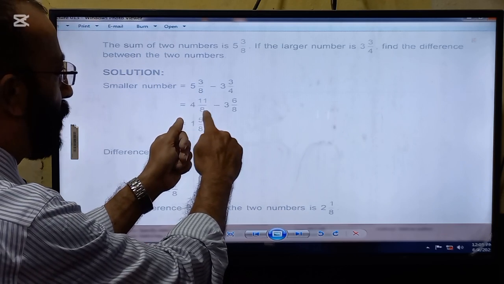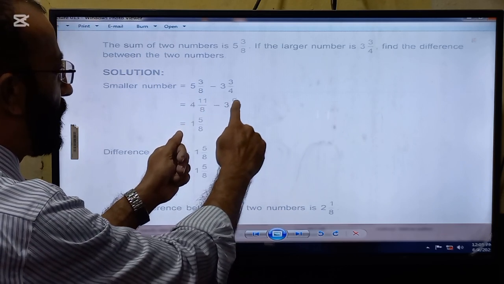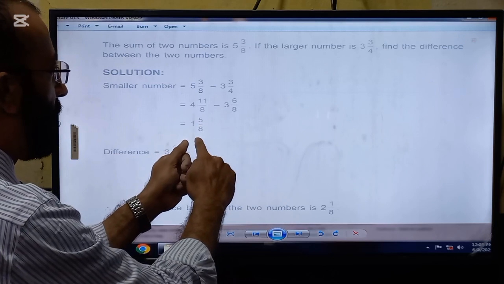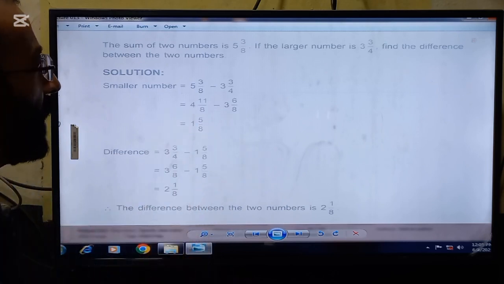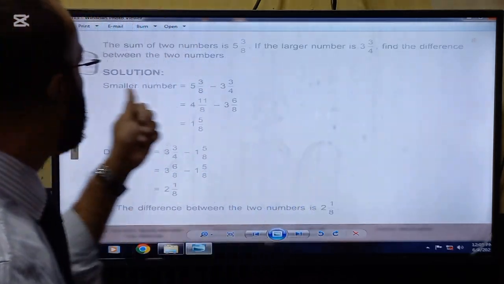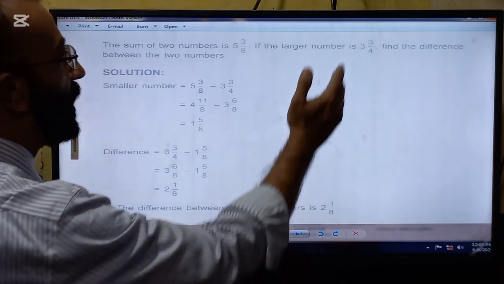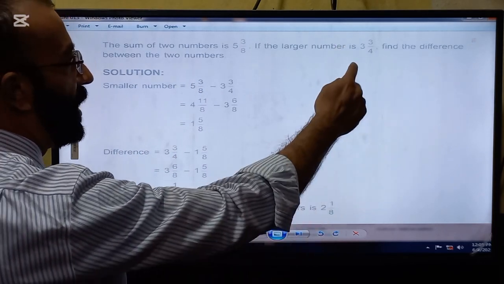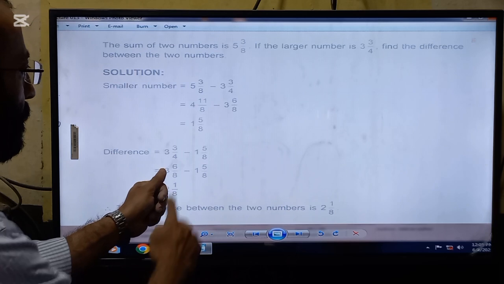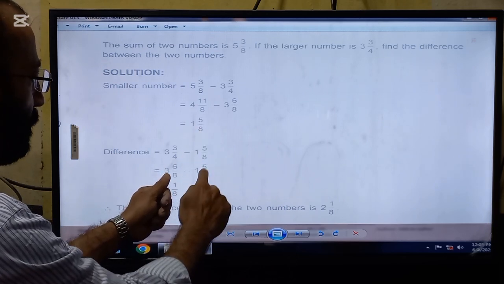Whole number part, that is 4 minus 3 will be equal to 1. 11 minus 6 will be equal to 5. 8 will remain as it is. So this is the smaller number now. Requirement is to find the difference between the two numbers. So it means larger number minus smaller number will be there. So 3 whole number 3 by 4 minus the smaller number, that is 1 whole number 5 by 8.